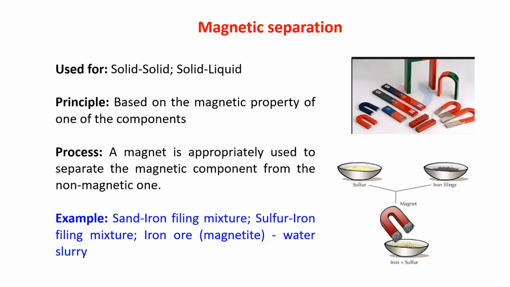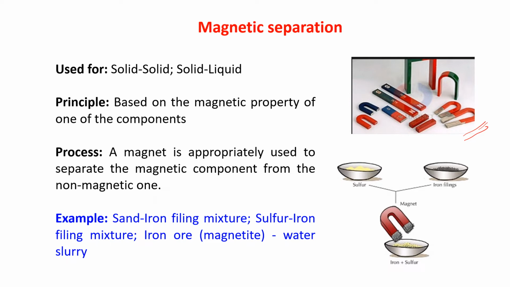Now, magnetic separation. This magnetic separation is used to separate solid-solid as well as solid-liquid mixtures. It is based on the principle that one of the components should have magnetic property, that means it should be attracted to the magnet. The different types of magnets are shown here in this picture. Process: a magnet is appropriately used to separate the magnetic component from the non-magnetic one.